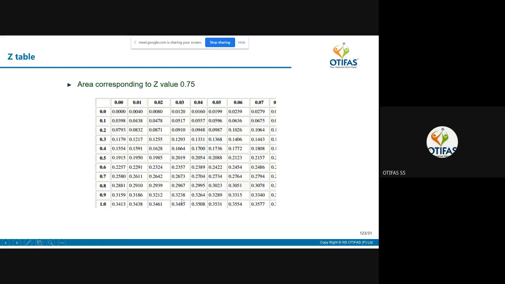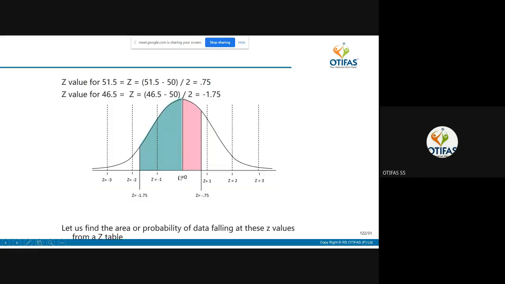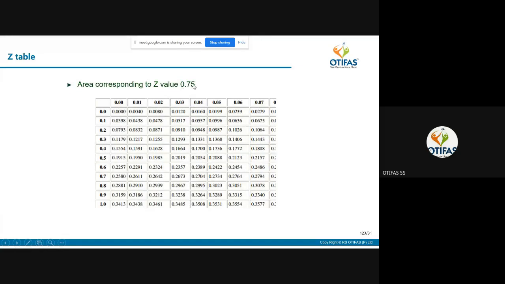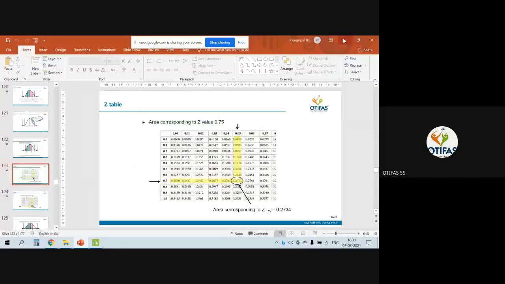Now, what will you do? You will find out the Z. How will you find out the area between these? Go to a Z table. Now, you want to find out the value for 0.75. This is how a Z table looks like. Now, you have to go to 0.7 first. Where is the 0.7? Here is the 0.7. Now, then you will go to 0.05. Then, see this. Here. That means, what is the area between these? This is 0.2734. And the same thing you will get in Excel. This is 0.2734. Now let's do the same thing in Excel.